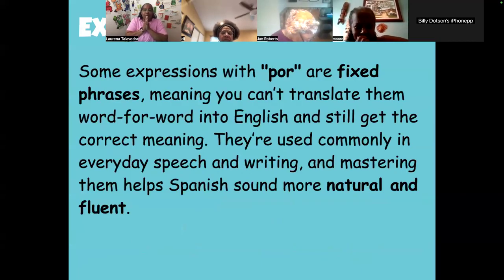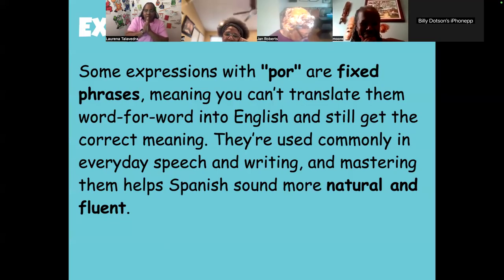It states that some expressions with por are fixed phrases, meaning you cannot translate them word for word into English and still get the correct meaning. They're used commonly in everyday speech and writing, and mastering them helps Spanish sound more natural and fluent.